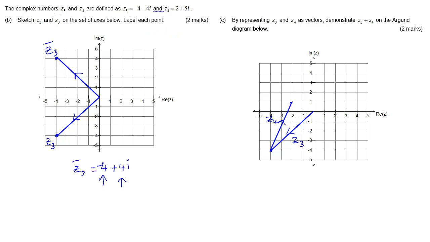And then the third side of that would be our result. So that one there would be z3 add z4.